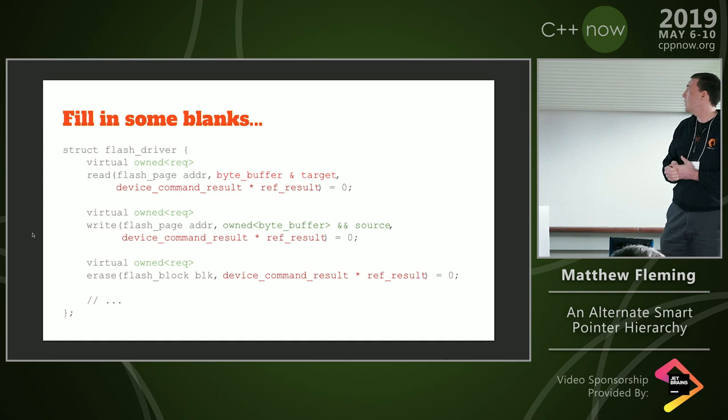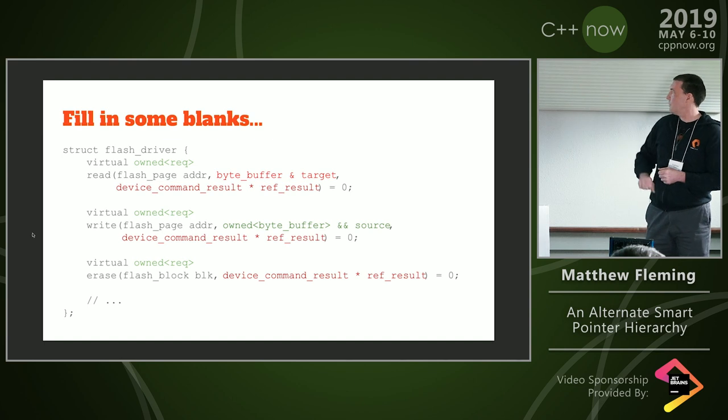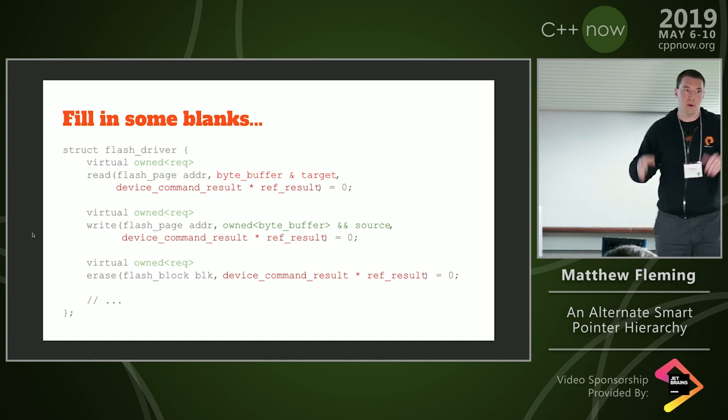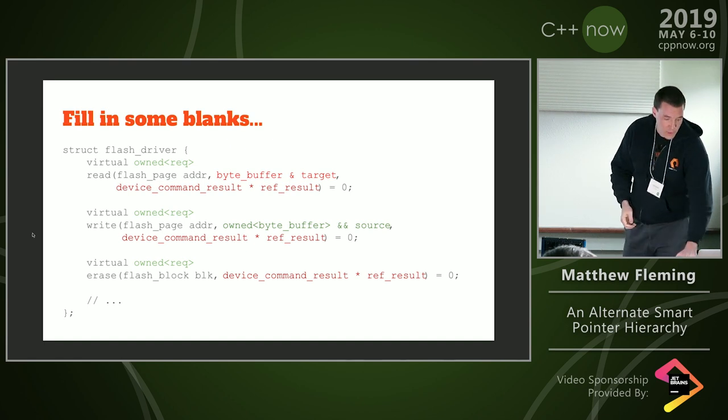And similarly for write and erase. And the stuff in red is there because I'm giving you essentially raw access, a raw reference to a byte buffer and a raw pointer to this result. And for write, I can just pass in ownership of the buffer. As soon as you're done writing it, the buffer can go away from my standpoint, because that was the whole point of the buffer, was to write.